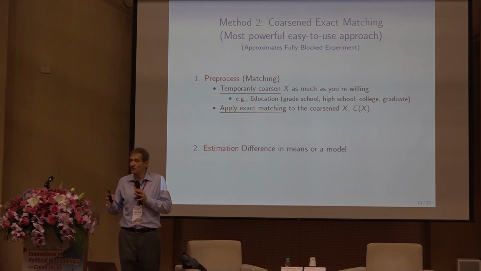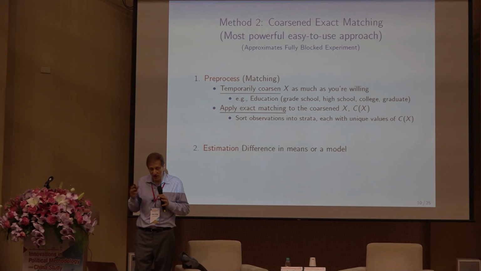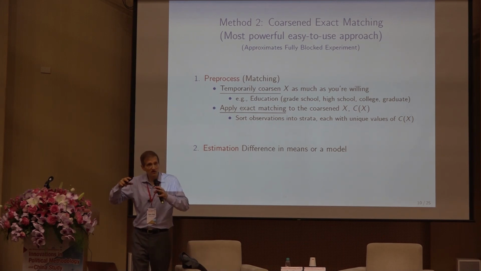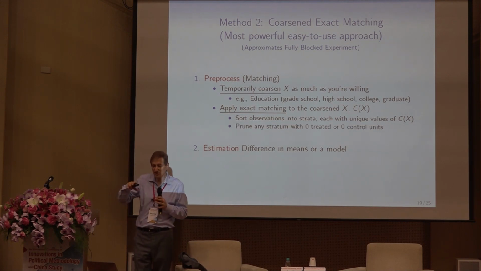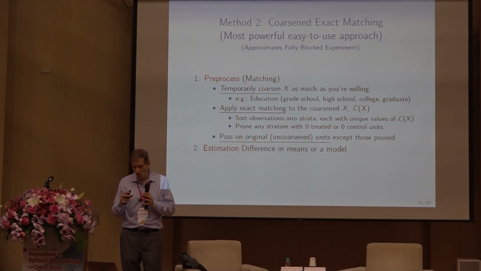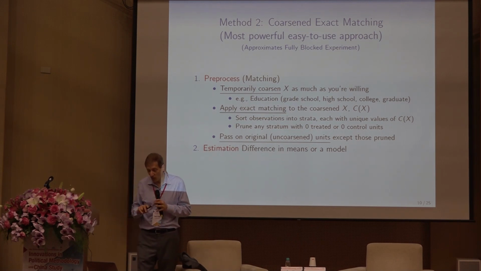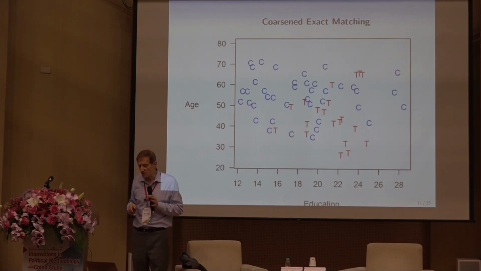So you take the coarsened variables and you find two people that are both in graduate school and you match them, not only on that variable but on all the other variables. Another way of thinking of the same thing is that you sort observations into strata, each with unique values of all of the control variables on the coarsened scale. You then prune any stratum that doesn't have at least one treated and one control, and you pass on the original units, the ones that wind up in the same bin with others. Anything else you throw away, and that's how CEM works. There's one slight difference in estimation, which is you have to use some weights, which I'll show you in the next slide.